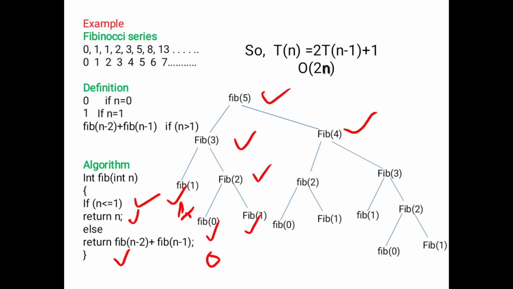The next is fib of 4. 4 enters into this condition: n is less than or equal to 1? That means 4 is less than or equal to 1?